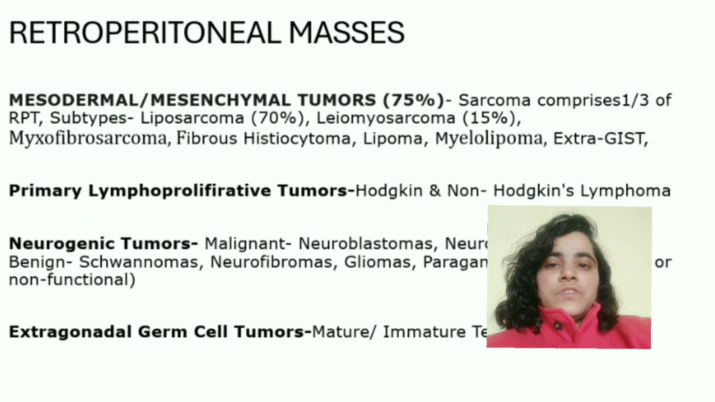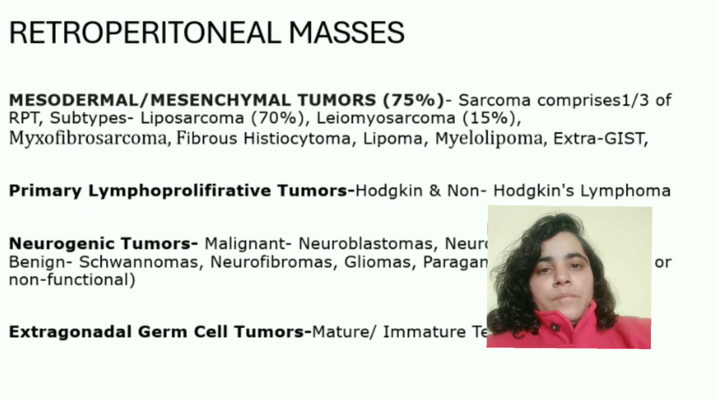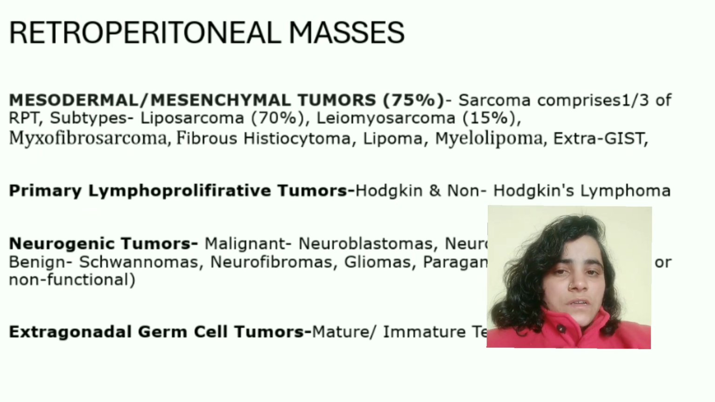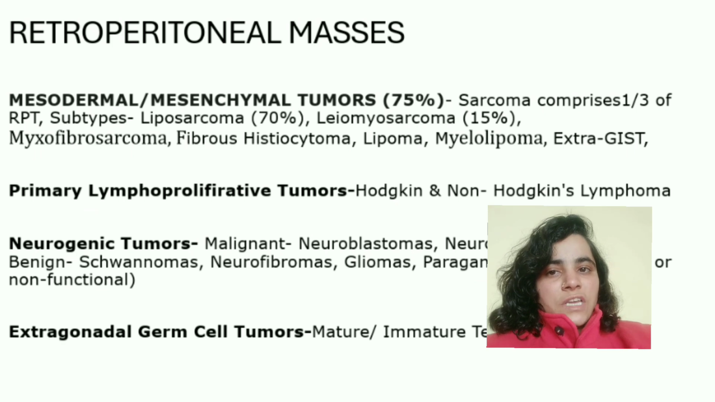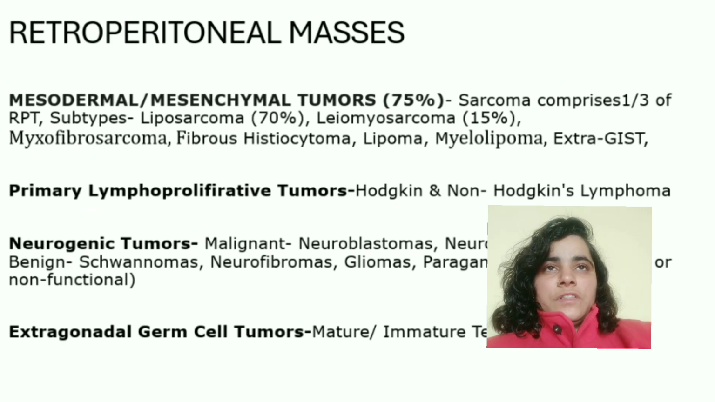Others may be myxofibrosarcoma, fibrocytoma, lipoma, myelolipoma, or extragastrointestinal stromal tumors can be there. Now the primary proliferative tumors can be there. That includes Hodgkin lymphoma or non-Hodgkin lymphoma or other B-cell type of lymphomas.